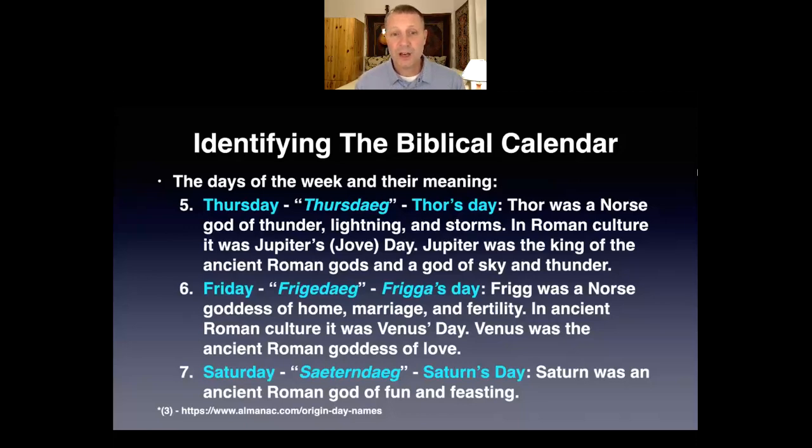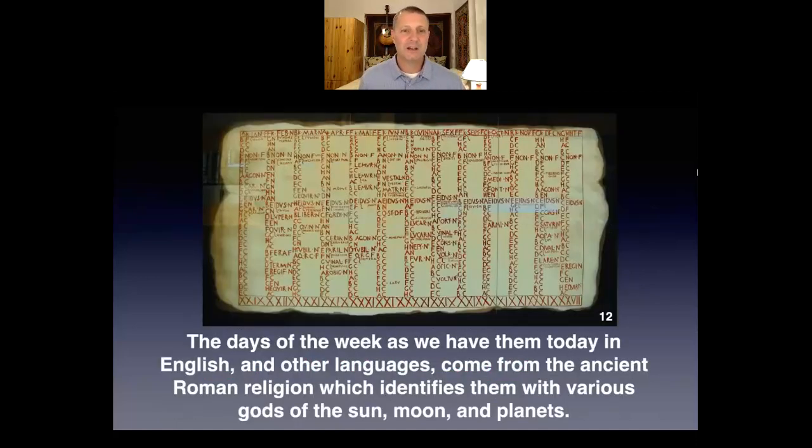Friday comes from Frigedag, Frigga's day. Frigg was a Norse goddess of home, marriage, and fertility. In ancient Roman culture, it was Venus's day. Venus was the ancient Roman goddess of love. Saturday comes from Saturndag, Saturn's day. Saturn was an ancient Roman god of fun and feasting. So this is an explanation of the origin of the names we use today for the days of the week.